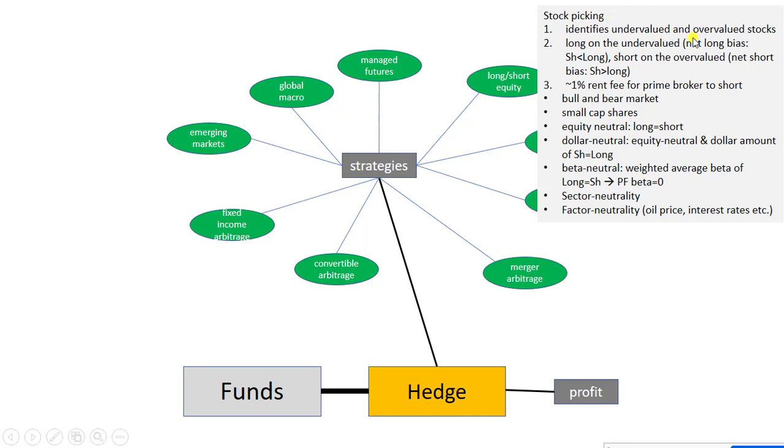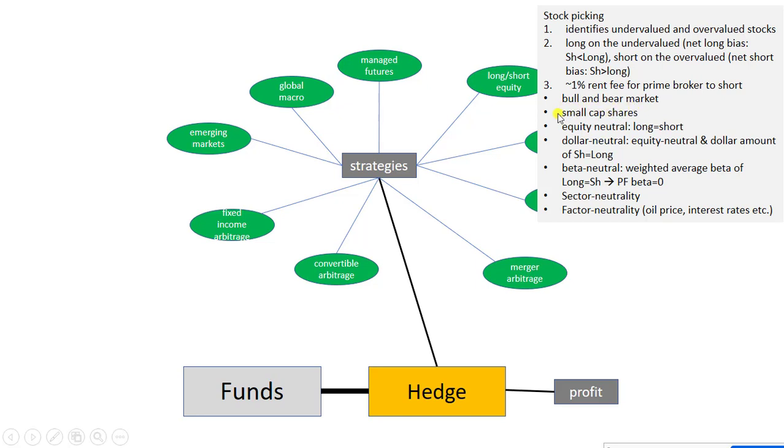This one requires deep fundamental analysis, so some fancy discounted cash flow analysis or something like this, and knowledge of the specific sector to identify these shares. And of course we can think about net long bias, so we have more long than short positions, or we can do the opposite, short bias, when we have more short than long. It depends on which market is expected, bull market or bear market.